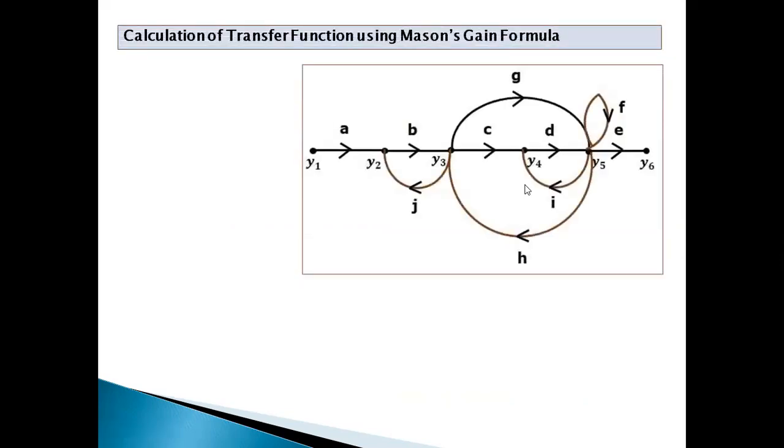Next. So we have to apply Mason's gain formula to calculate the transfer function for this particular signal flow graph. Okay, so try to identify the forward paths.